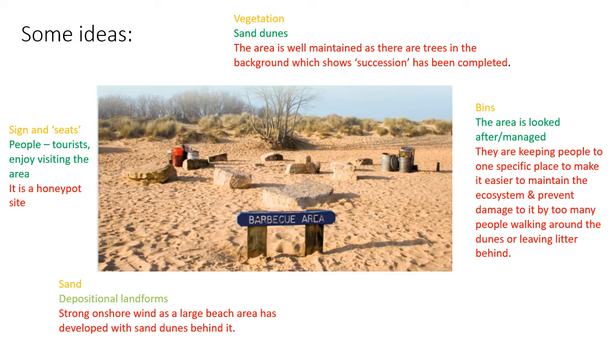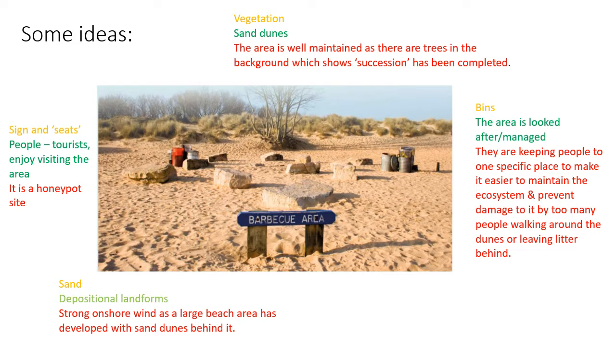Okay, so for example, in the background we can see vegetation. These are sand dunes, and the area is well maintained. There are trees in the background, which shows succession has been completed, as in the sand dunes have been managed well enough that the vegetation hasn't all eroded away. On the left we've got signs and seats, which shows us that people, tourists, enjoy visiting this area. It's a honeypot site, meaning this is a very tourist-heavy area. Lots of tourists are attracted here.